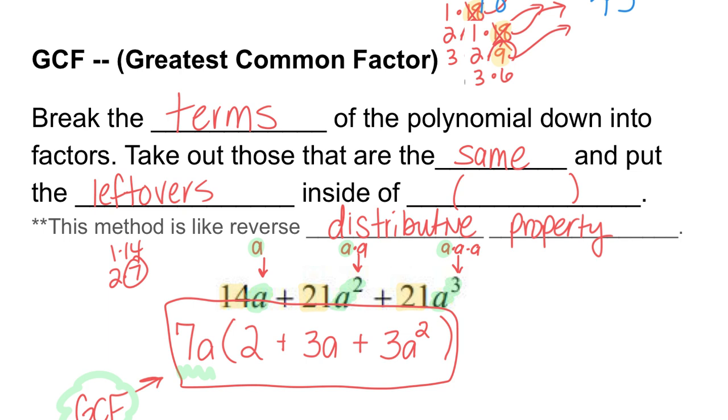And you can kind of double check yourself on that and make sure that you've done this correctly by doing distributive property with the term that you factored out. 7a times 2 is 14a. 7a times 3a is 21a squared. 7a times 3a squared is 21a to the third. And so we feel pretty confident that we moved that out the correct way.